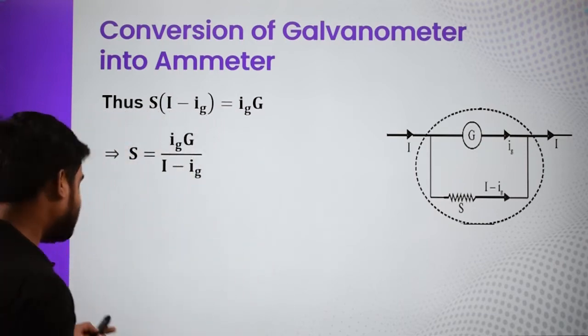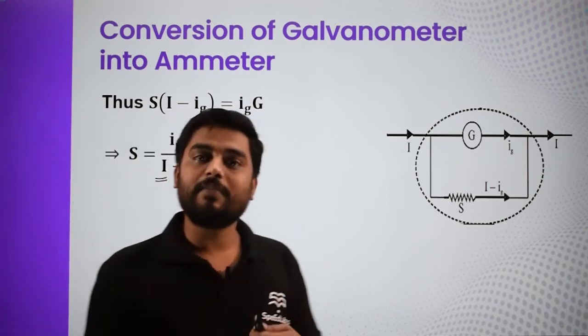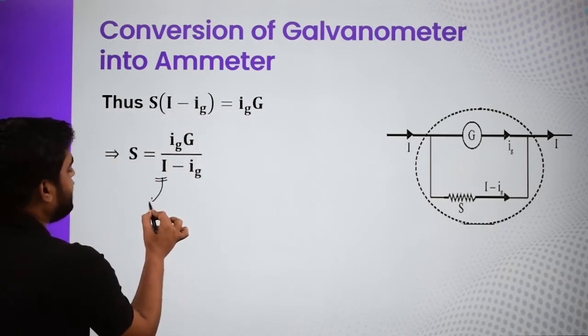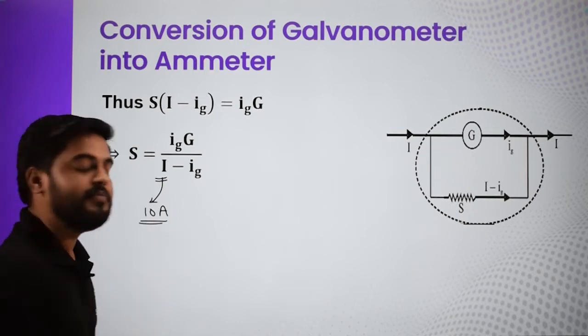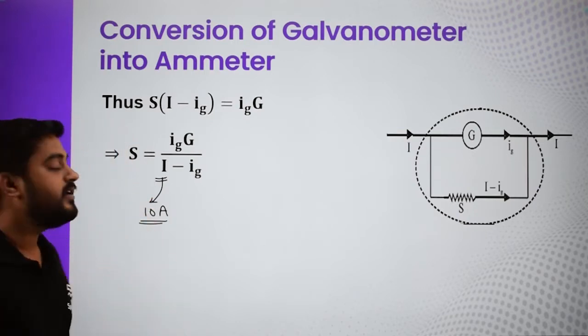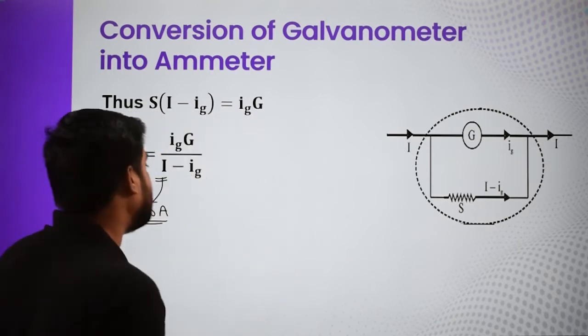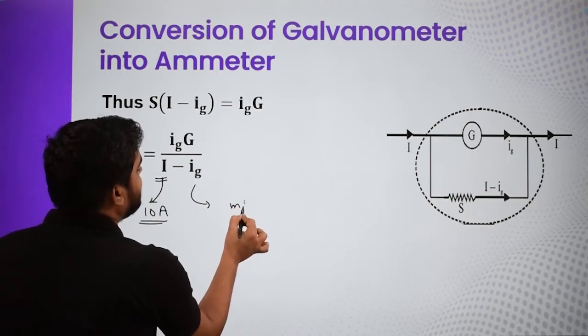So here, what is I? If someone says make an ammeter which measures 10 ampere, then we want this to be 10 ampere. So the maximum reading of that ammeter will be 10 ampere. And then we are utilizing a galvanometer which has a maximum reading of just, let's say, 5 milliampere.